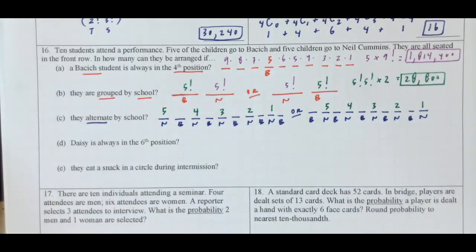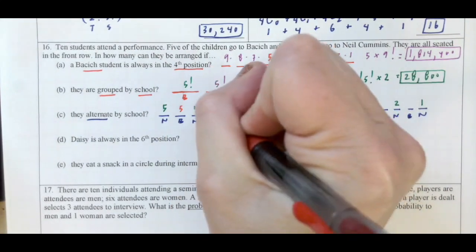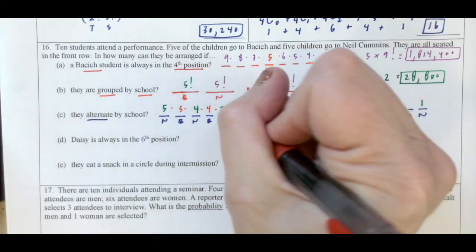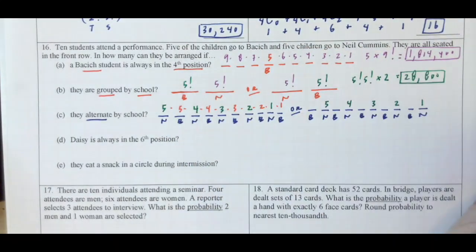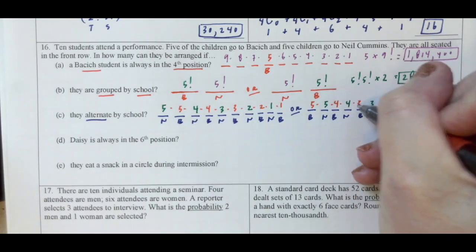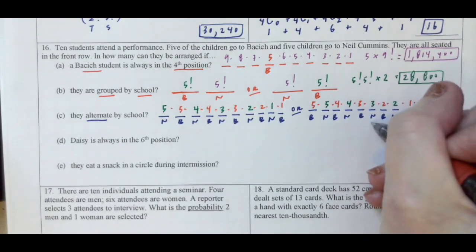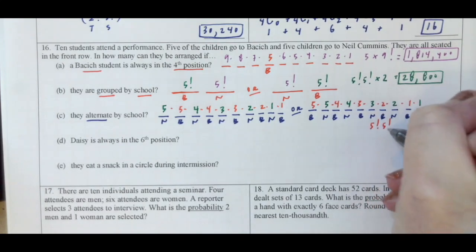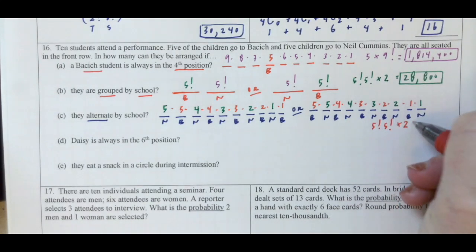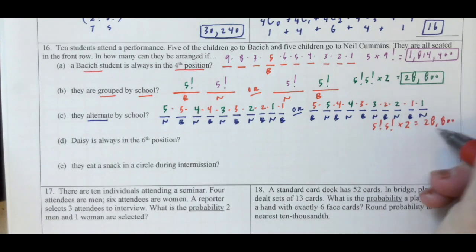So 5 factorial for all the Neil Cummins positions, and same for Basich. So really, it's 5 factorial times 5 factorial. And here's just the other way it could have looked. So then you see, oh, it's really just 5 factorial times 5 factorial, Basich, Neil Cummins, but times 2. It's the same as the grouping, 28,800.